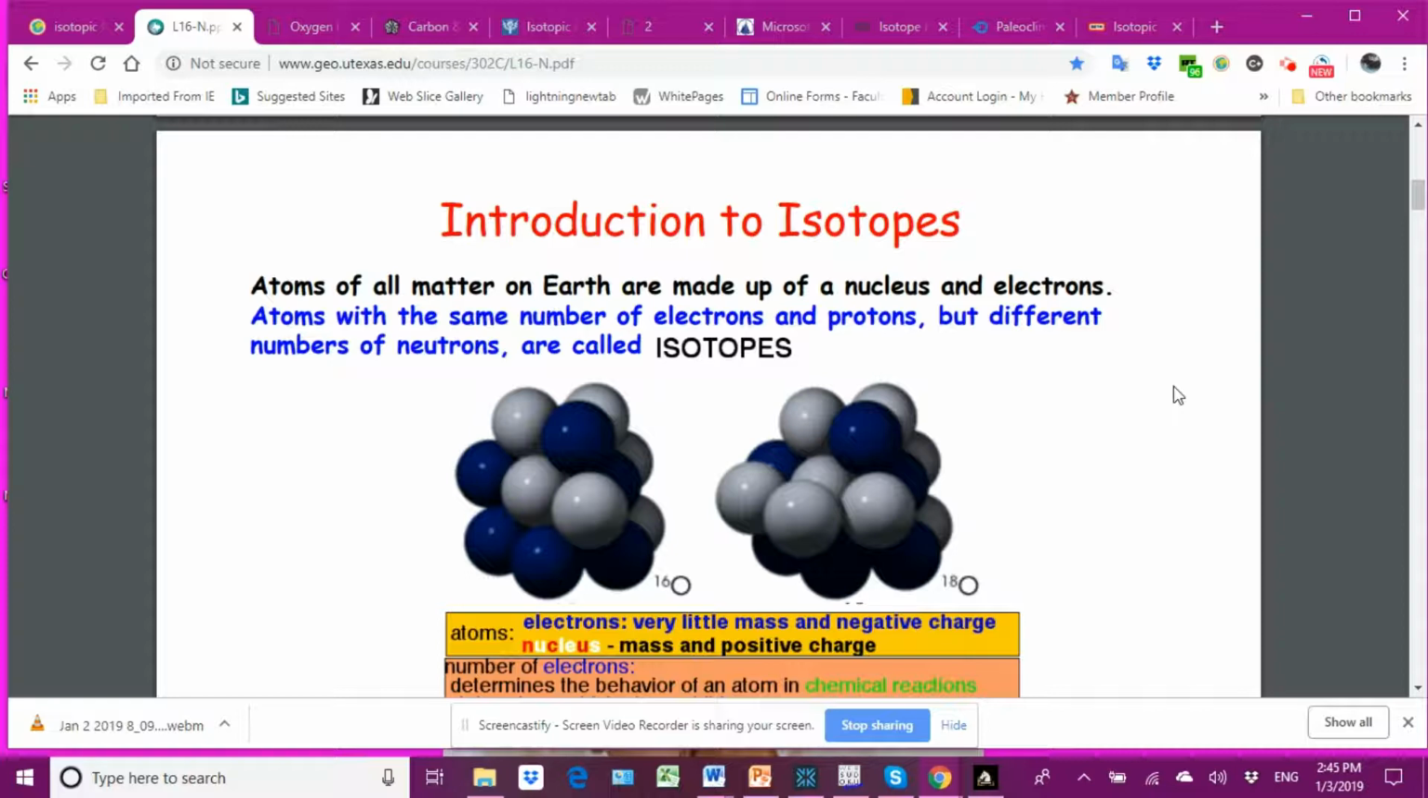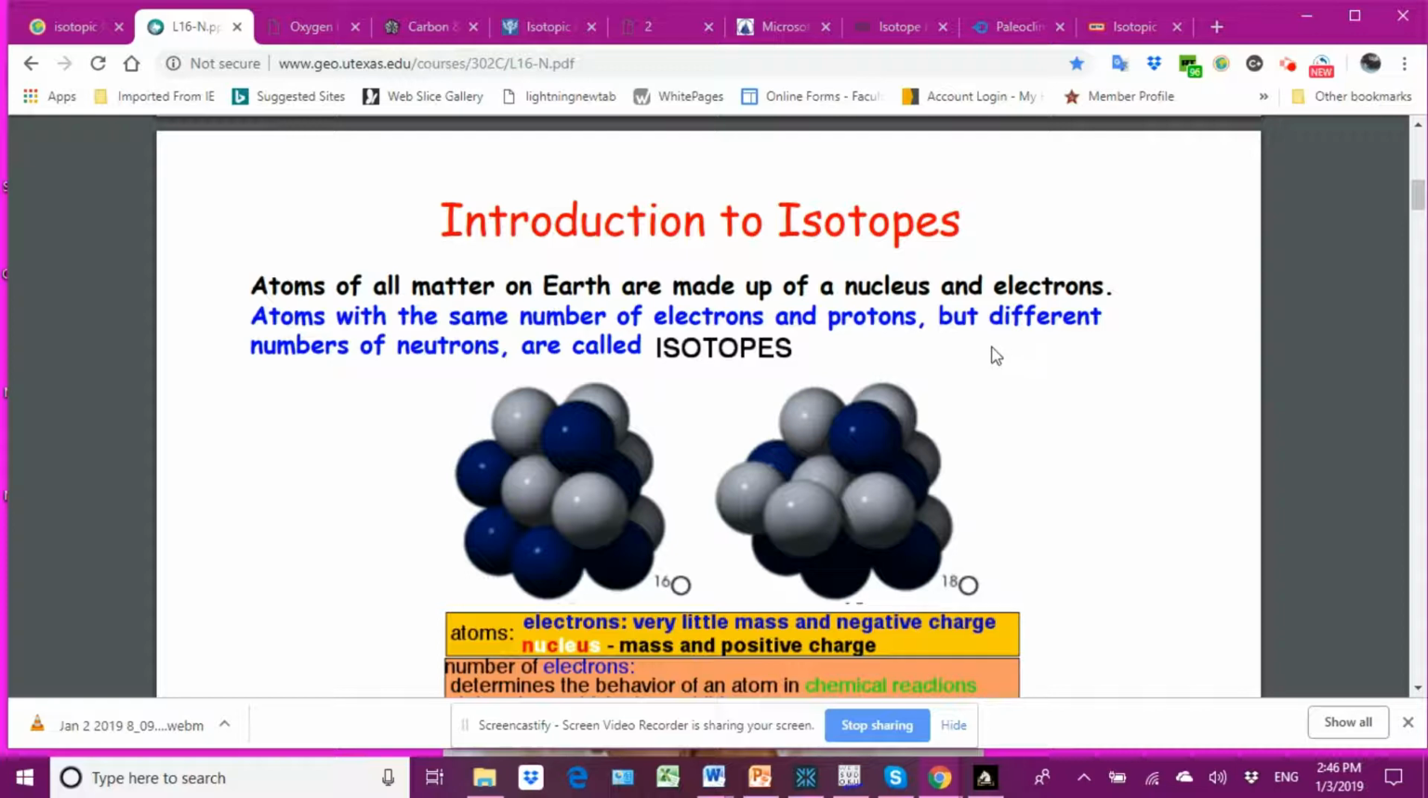Now, the number of protons determines the element, and we call that the atomic number. So an atom that has 6 protons will always be a carbon atom. An atom that has 8 protons will always be an oxygen atom. You change the number of protons, you get a different element. And by the way, in between 6 and 8 is 7, which is nitrogen.